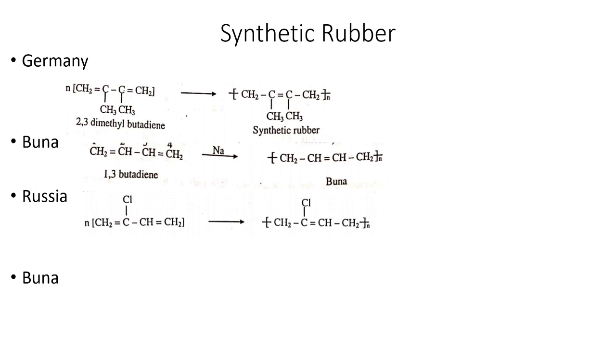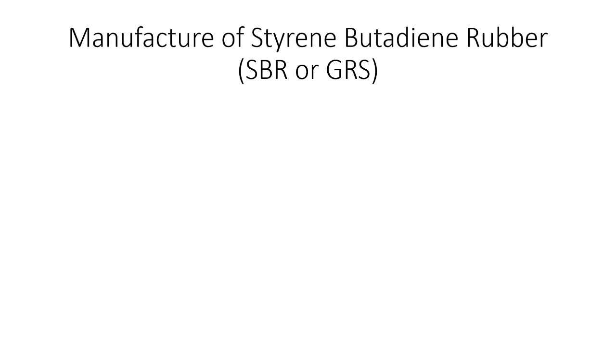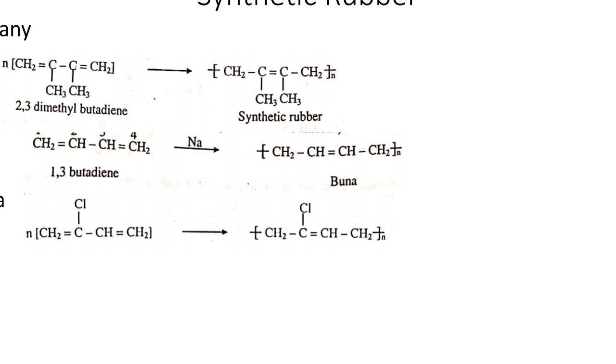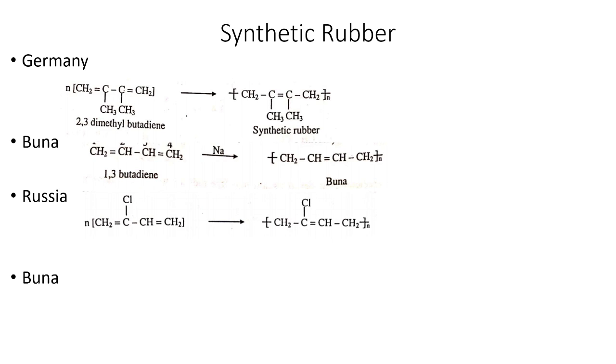Okay, the most important synthetic rubber is the copolymer of butadiene and styrene. This is also called SBR, styrene butadiene rubber, or it is also called GRS, government rubber styrene. Means the same SBR is called GRS.